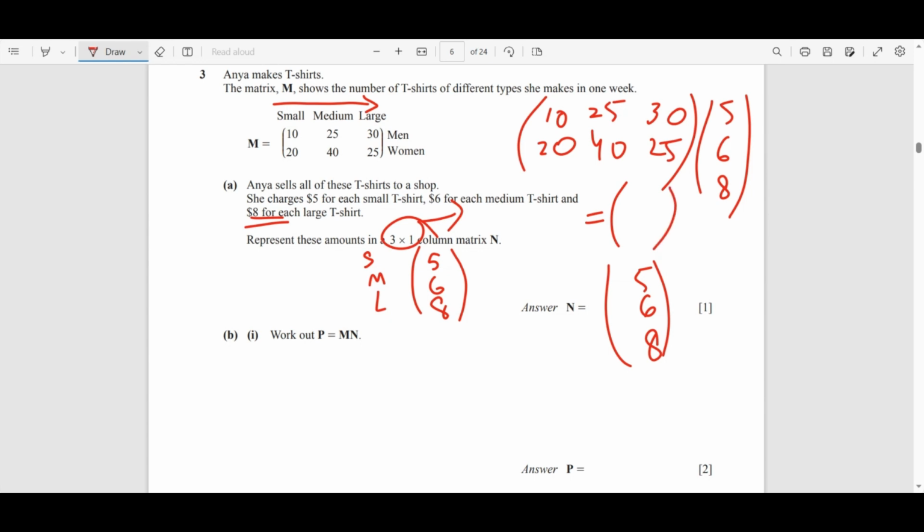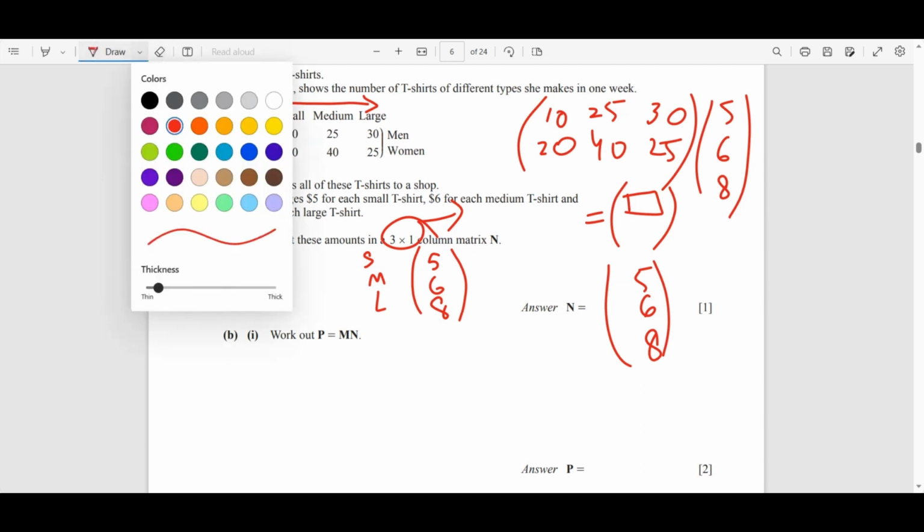It gives you two quantities, like 5 times 10 plus 6 times 25. Now, this is multiplying with the rate itself, like 10 small t-shirts for men. So 10 is multiplied by the rate she's charging for each small t-shirt. And $5 is what she's charging for one small t-shirt, and there are 10 such t-shirts for men. So this gives you the total she'll be charging for men. And if you multiply 20 by 5, 40 by 6, 25 by 8, she'll get the total amount which she's going to charge for women, right?